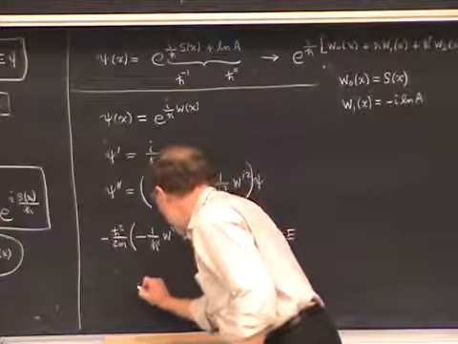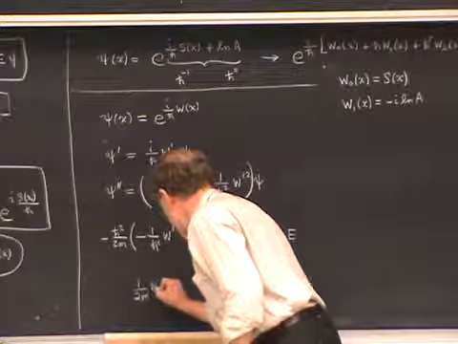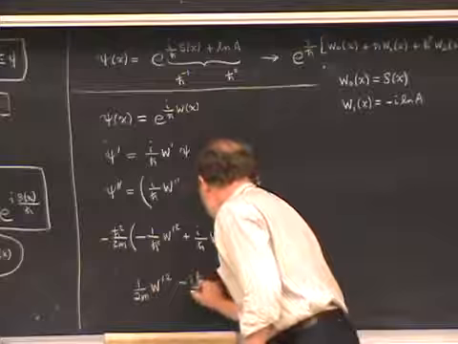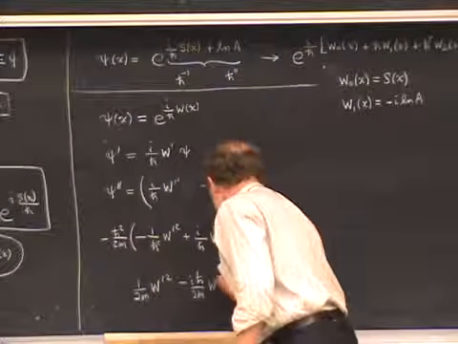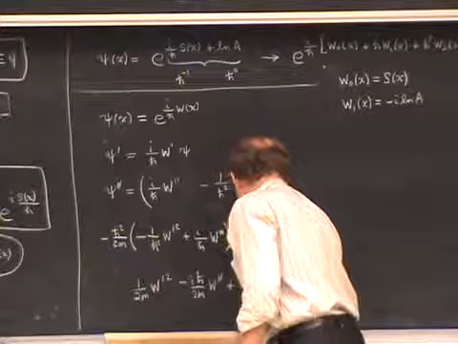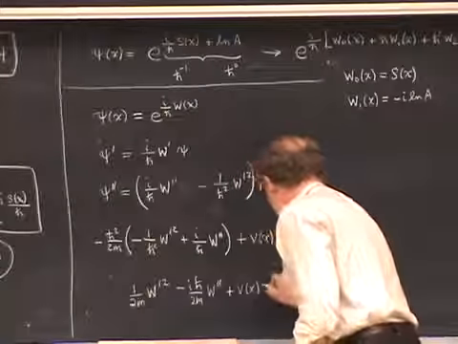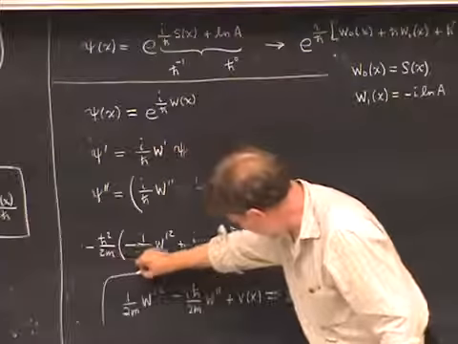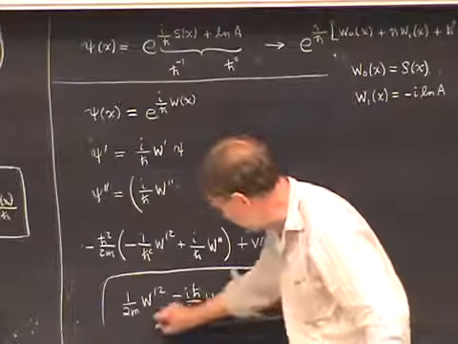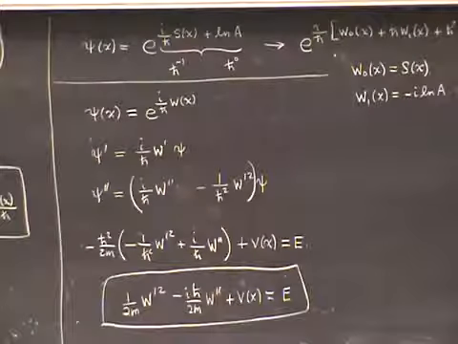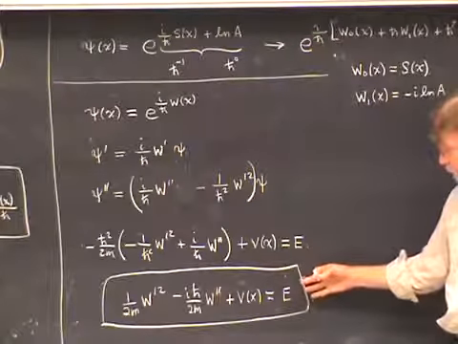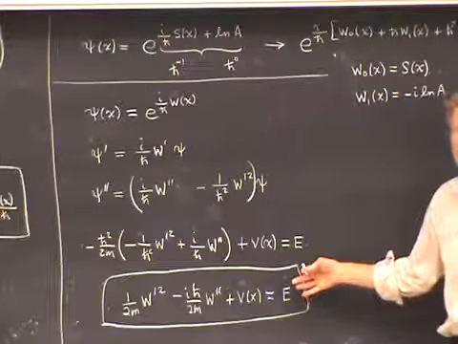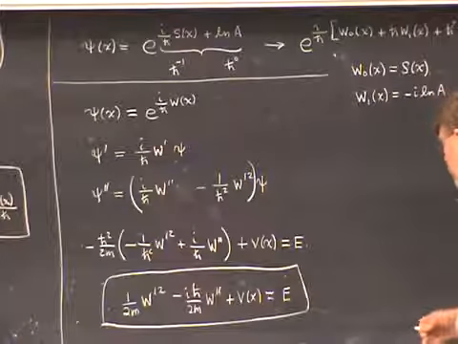and what we get then is that 1 over 2m times w prime squared minus i h bar over 2m times w double prime plus V of x minus E is equal to E. Like this. And I'll put a box around this because it's a useful intermediate step to look at. This is the Schrodinger equation, which has been transformed from psi into its logarithm. But in fact, there's no approximation at this point. It's exactly equivalent to the original Schrodinger equation.